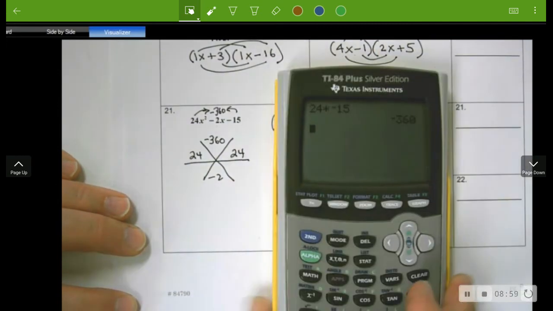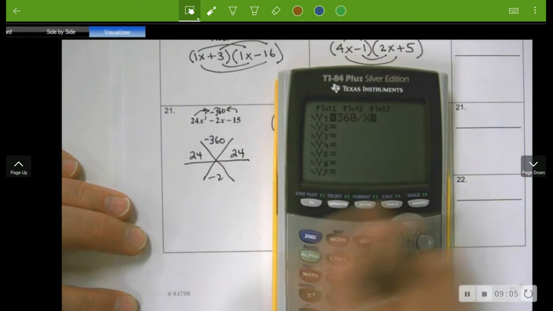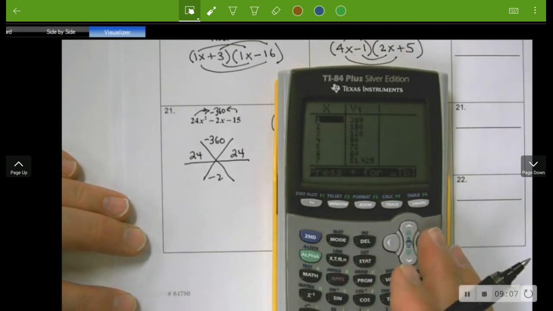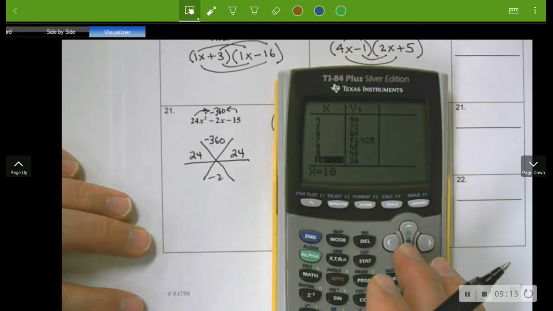So let's use our calculator. This one's really hard to do otherwise. 360 divided by x. Go to our table. And I want to scroll down here until I can find some that I can get a negative 2 out of.